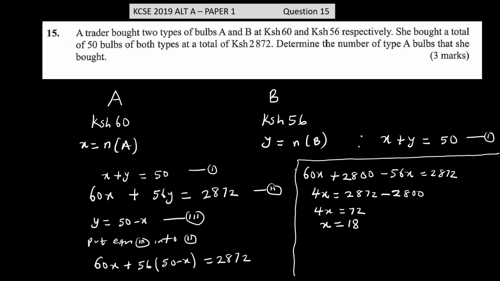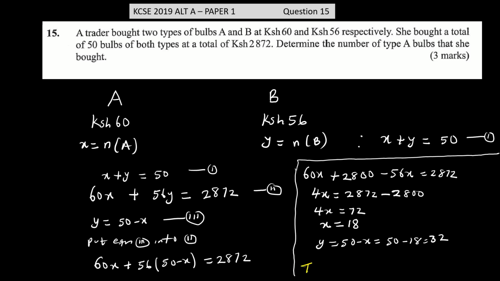Now we have gotten our x. Now let's look for y. There's no need for us to look for y actually, because we already know that x is the number of type A bulb that she bought. But we can also look for y by saying that y equal to 50 minus x, and this equal to 50 minus 18. Whatever the answer is here, that is the number of type B bulb. So let's calculate it. 50 minus 18, that is 32. But we don't need this, we only need x, which is the number of type A bulb. That's what the question asks us to find.